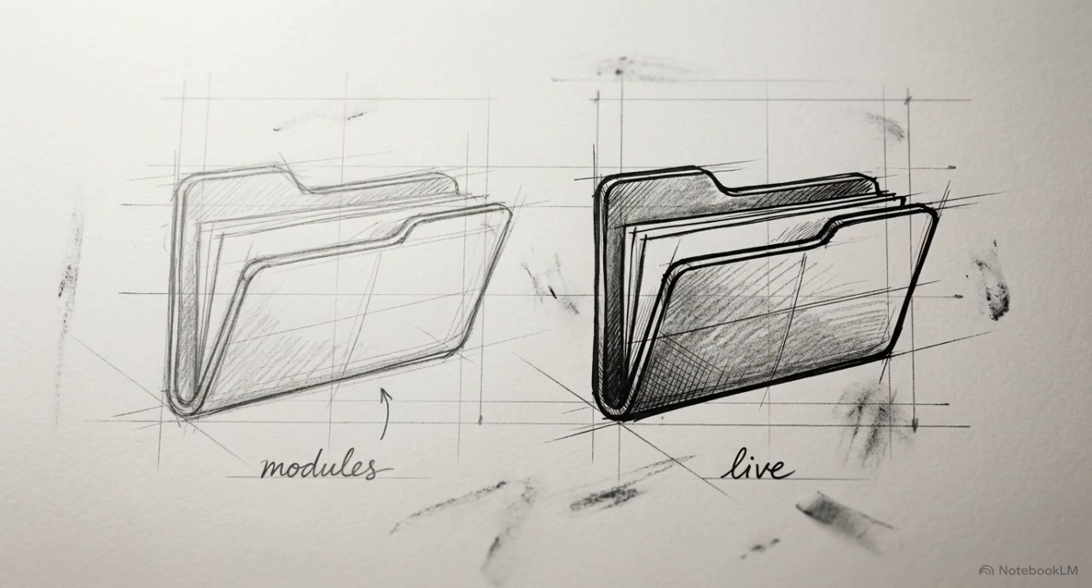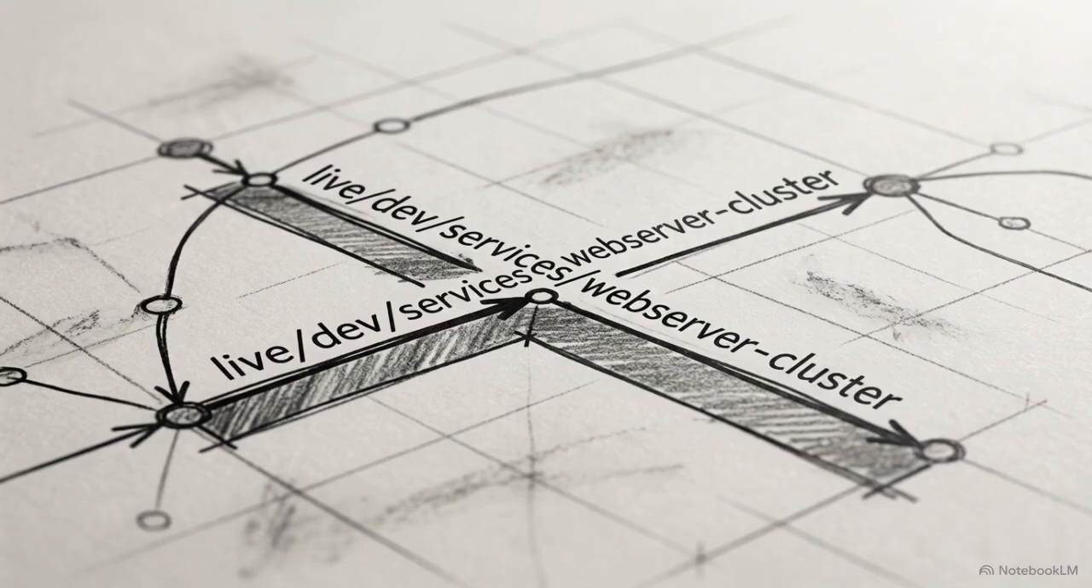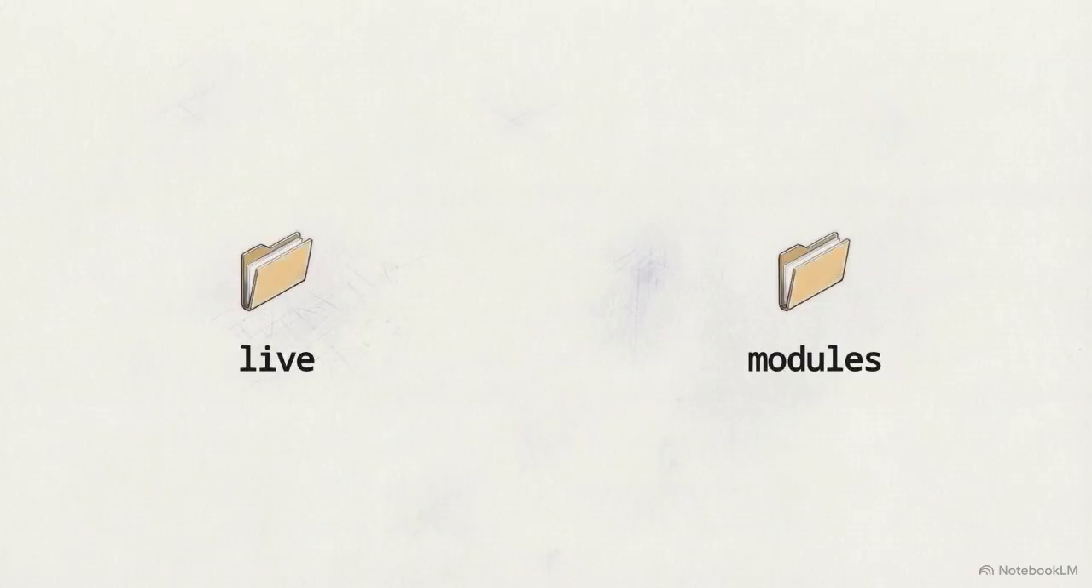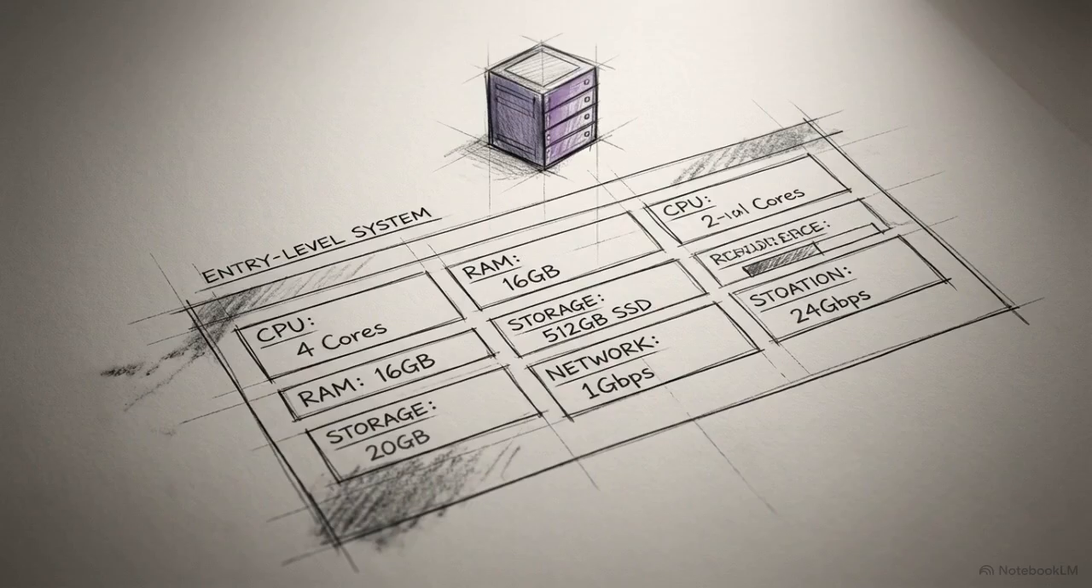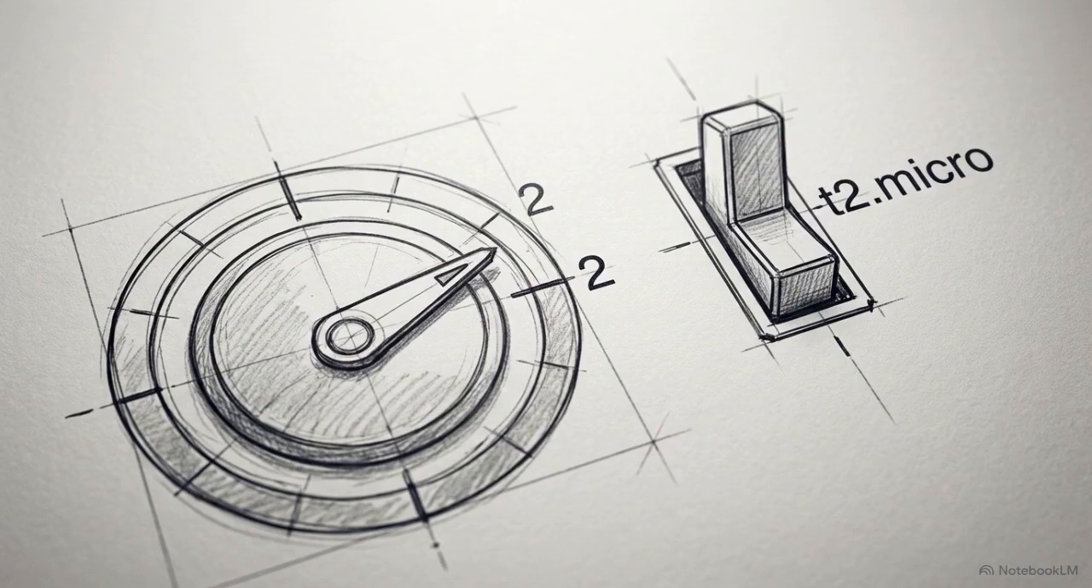With the module complete, we move to the live directory to begin the deployment. Create a main.tf file inside the specific path, live/dev/services/webserver-cluster. We use a module block to call our blueprint. The source argument uses this relative path to point from our live environment over to our modules folder. For the development environment, we assign specific inputs, a minimum size of 2 and an instance type of t2.micro.